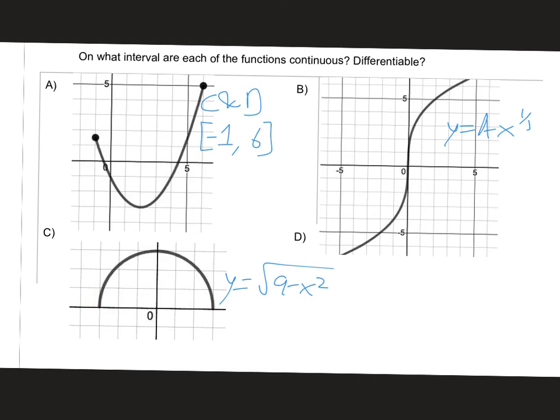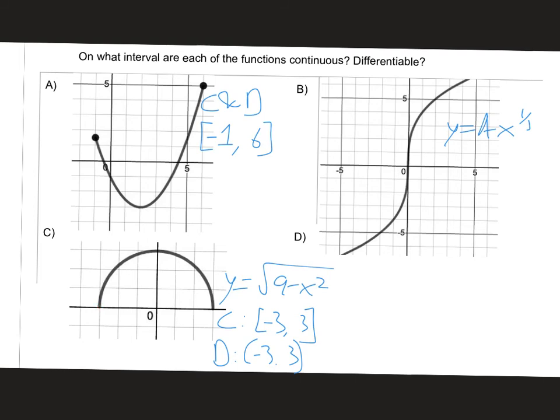So in this case, we'll look at C first because it's the one I'm currently looking at. We're going to be continuous from -3 to 3. But we're going to be differentiable from -3 to 3, don't include the endpoints, because at -3, your slope is infinity. It's a vertical tangent line. If this one has a slope of 0, this one has to have a slope of infinity.